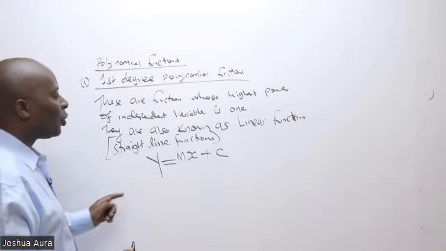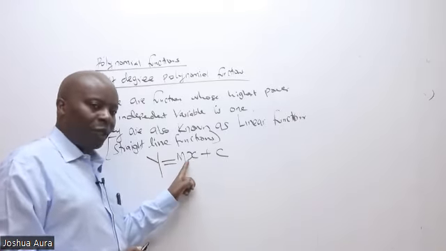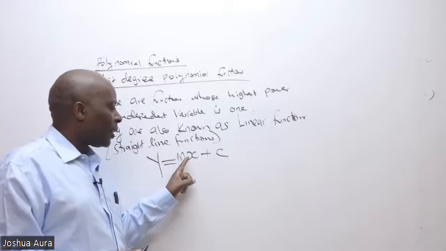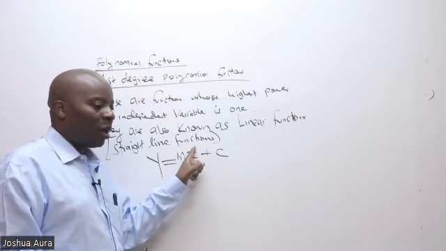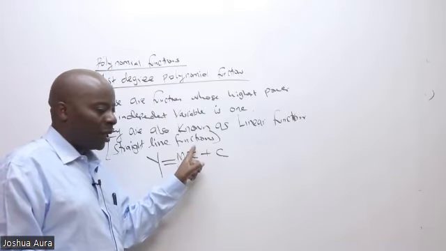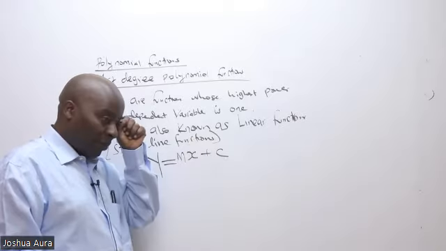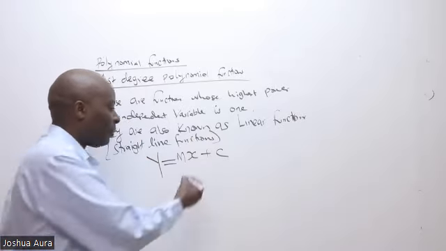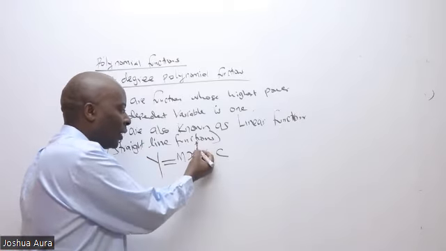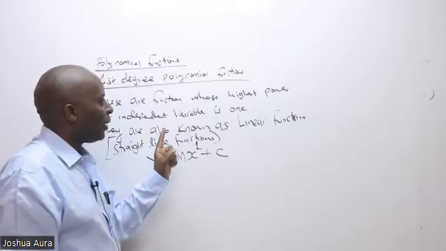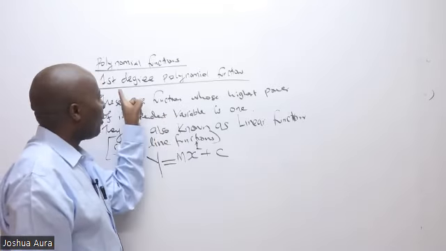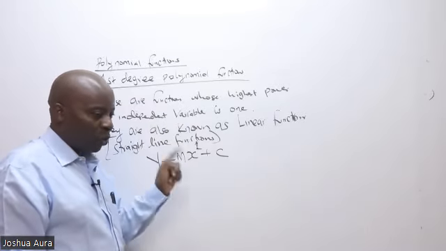If you look at this function very well, this x is the independent variable, and you can see x is raised to power 1. There is an implied 1 there for the independent variable. So automatically this becomes a first degree polynomial function.